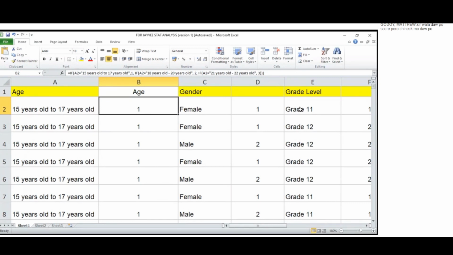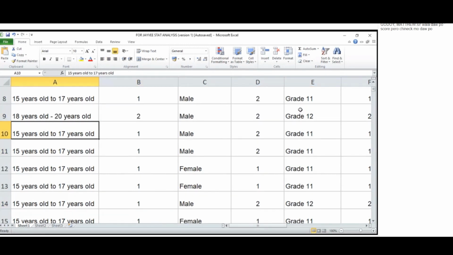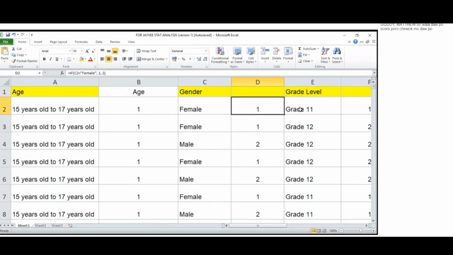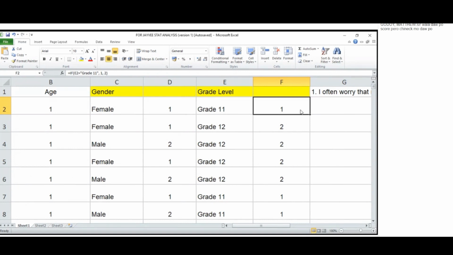Because I told you before, some statistical softwares do not accept words or letters for their data analysis. So that's why we have to do data coding. So I coded age, 15 to 17 years old as 1, 18 to 20 as 2, 21 to 22 as 3, and so on. For gender, I coded female as 1 and male as 2. And for grade level, I coded grade 11 as 1 and grade 12 as 2.